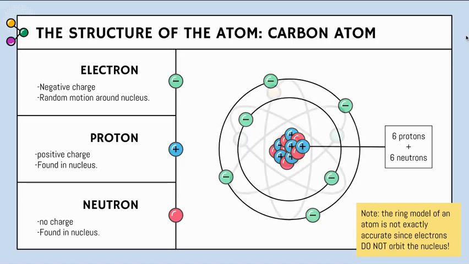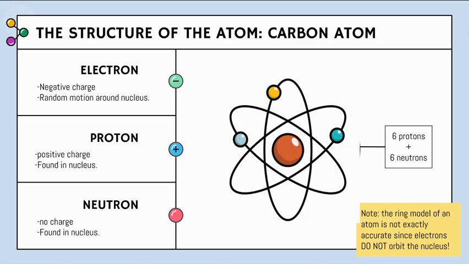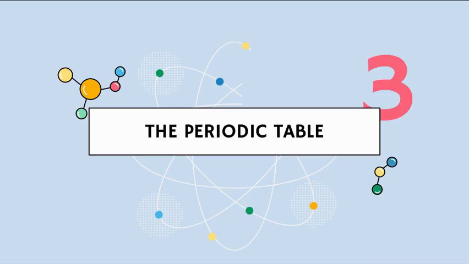since electrons do not orbit the nucleus, and instead they are located randomly in space due to attractive and repulsive forces. But this is not something you'll need to know right now. You might need to know it later in your chemistry course. So for now, it's mainly important to know that electrons are negatively charged, protons are positively charged, and neutrons have no charge. Now let's move on to the periodic table.